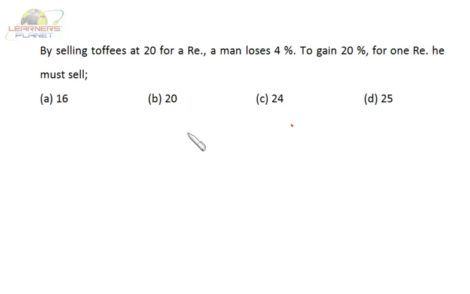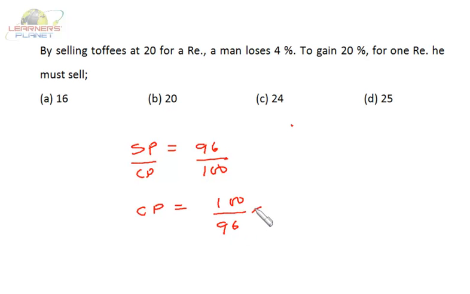Now, similarly, by selling toffees at 20 for a rupee, a man loses 4%. To gain 20% for 1 rupee, he must sell how many toffees? Now, here SP by CP is equal to a loss, that is 4%. So SP by CP will be 96 by 100. Now we have to calculate cost price. So cost price will be 100 by 96 into selling price.